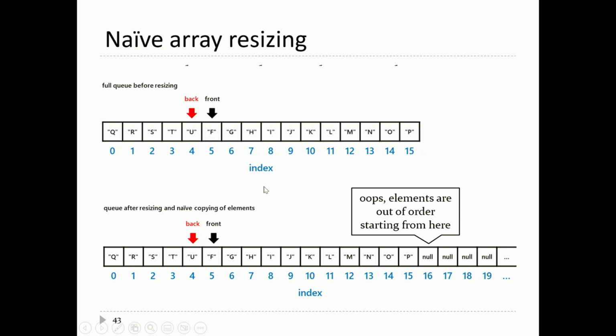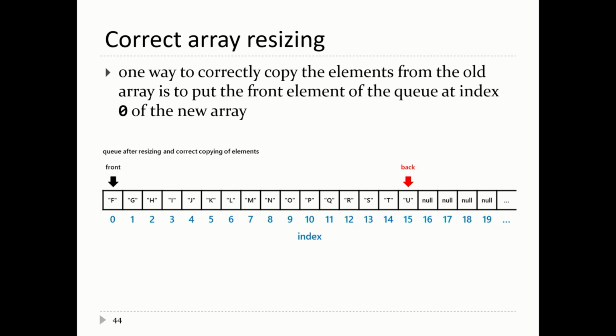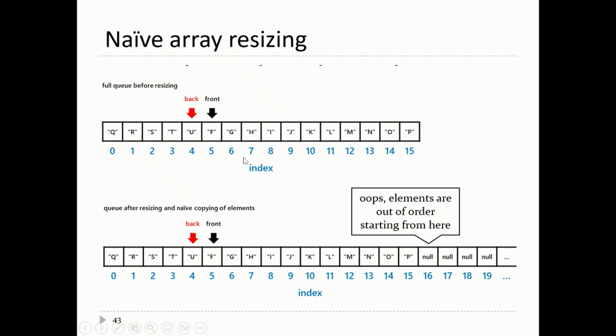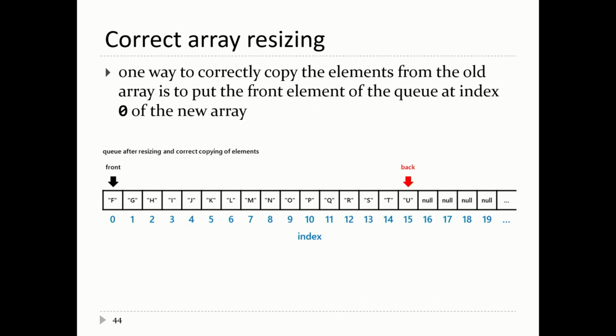So you have to be a little bit more careful about how you copy the old array into the new array. There are many different ways you can do this. The easiest way is to unwind the array. When I copy the old queue into the new array, I'm going to start at the front. I take the front element of the old queue and copy that into index 0 of the new array. The second element of the queue, I copy into index 1, and so on and so forth.